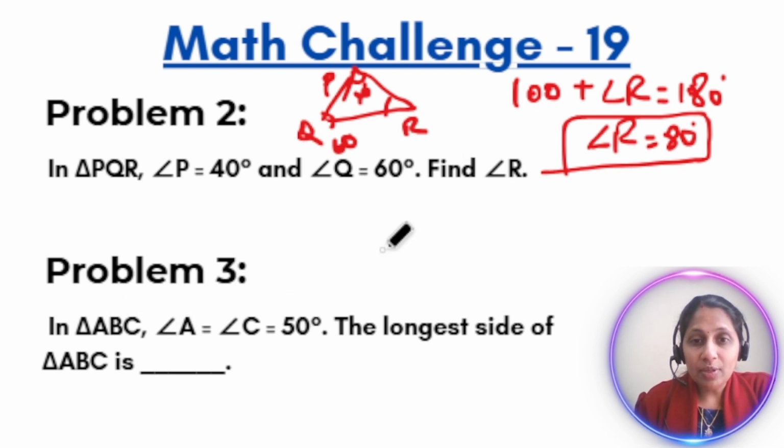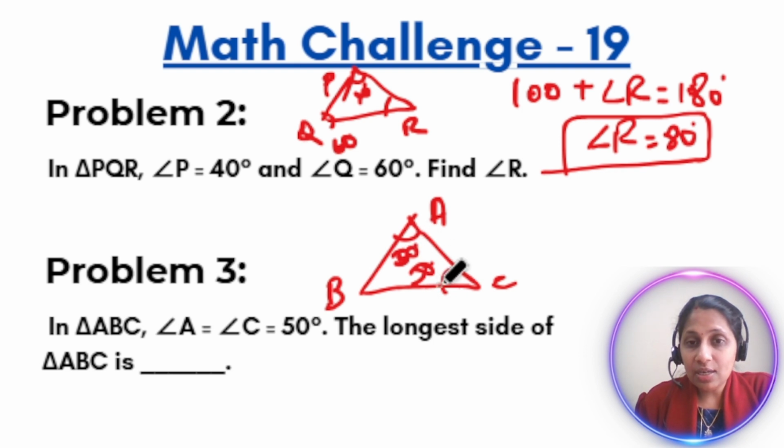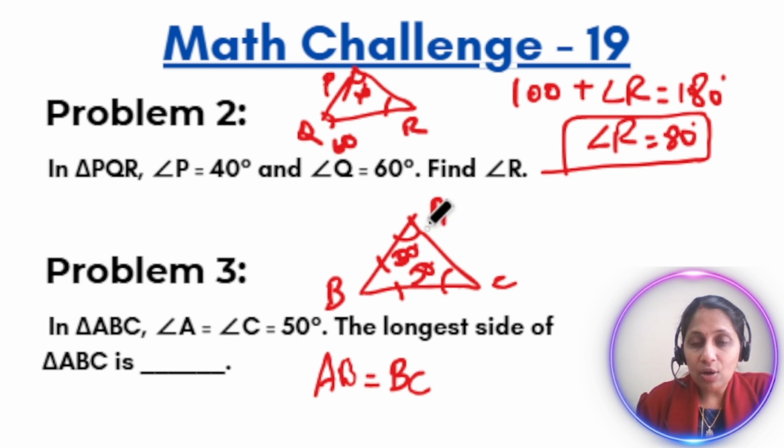So the next problem: in triangle ABC, A and C are 50 degrees. So draw the figure A, B, C. Here A angle and C angle both are the same, which is 50 degrees. What it denotes is, if the two angles are the same, then the opposite sides will also be the same. So AB will be equal to BC, which means the longest side is AC.